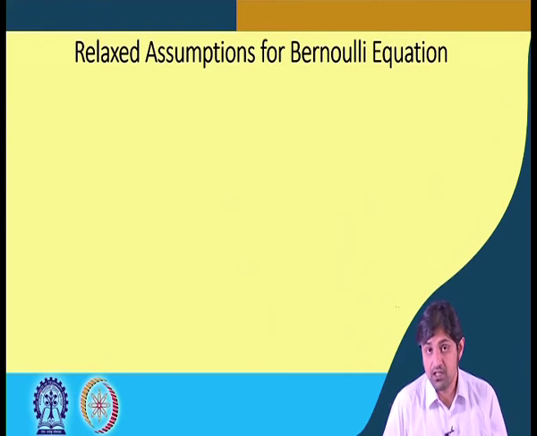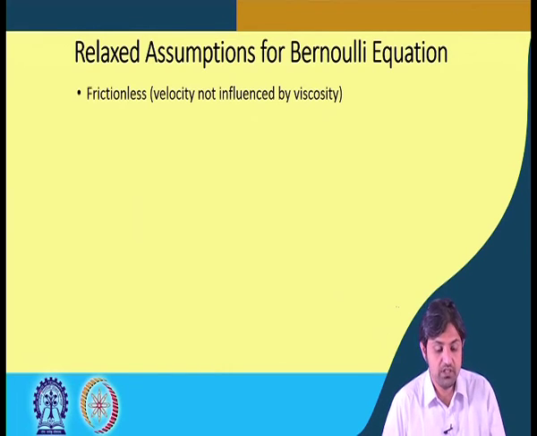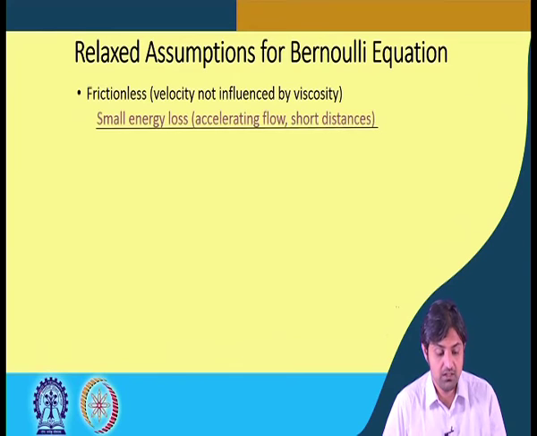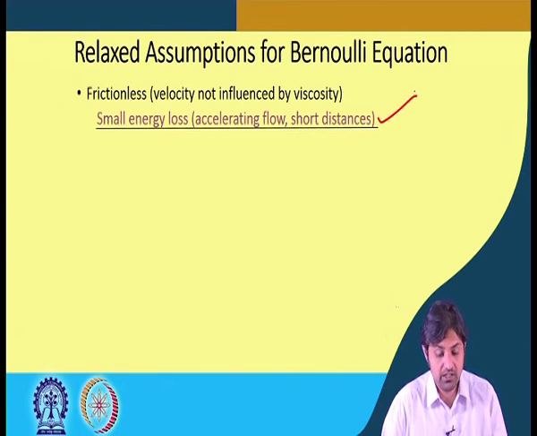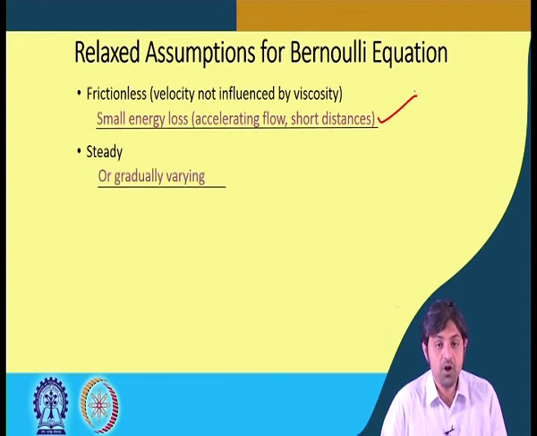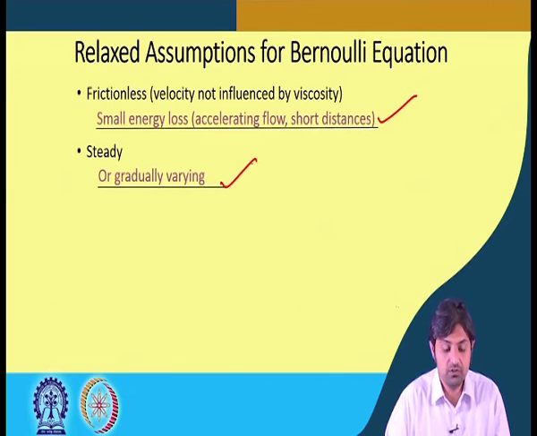So there are some relaxed assumptions for Bernoulli's equation. Ideally, Bernoulli's equation should be applied under the assumptions that we discussed a couple of slides ago, but there could be some relaxed assumptions. For example, frictionless, meaning the velocity is not influenced by viscosity. If the flow is not frictionless, there will be some energy loss. Accelerating flow: at short distances we can apply steady flow, or we can also use gradually varying flow.